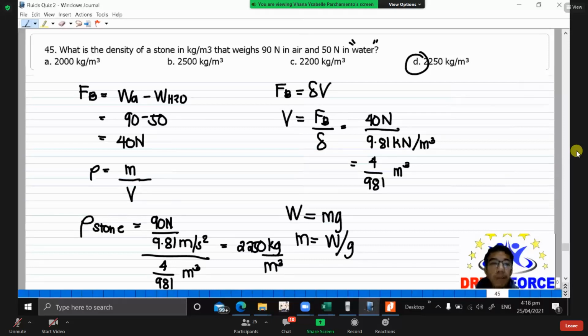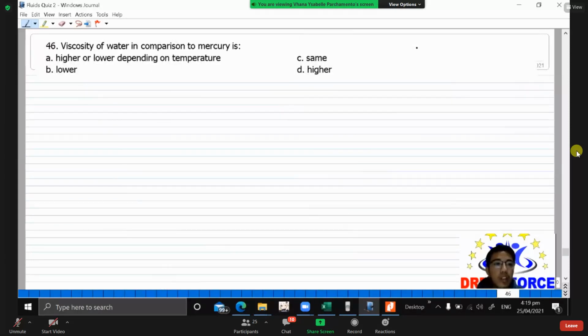Okay, next, number 46. So last 5 problems. This is really quick. So viscosity of water in comparison to mercury is higher. Okay, next, number 47.